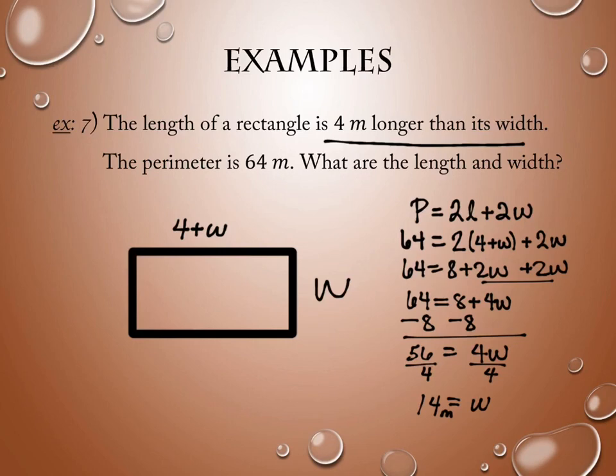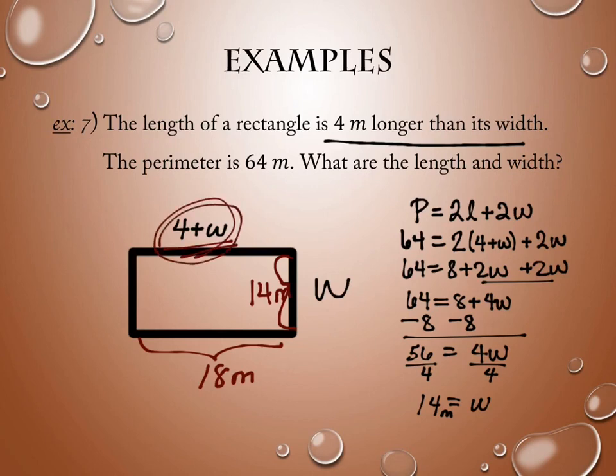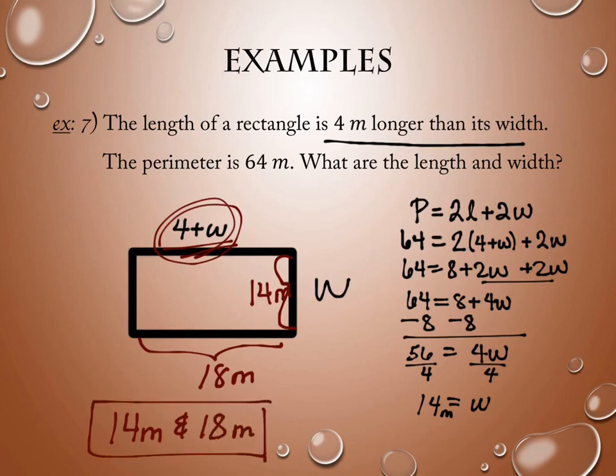All right, so in my picture, we just found out that this piece is 14 meters. What is this piece? It's 18 meters because it's 4 more, right? That's what this expression said. Now, our question actually asked on this one for the length and width, so we have to report both. That student parent tickets problem didn't have that issue. It just asked for one item. So our width, our length, I don't care which one you call which one, but they are 14 meters and 18 meters. That would be our answer to this particular question.